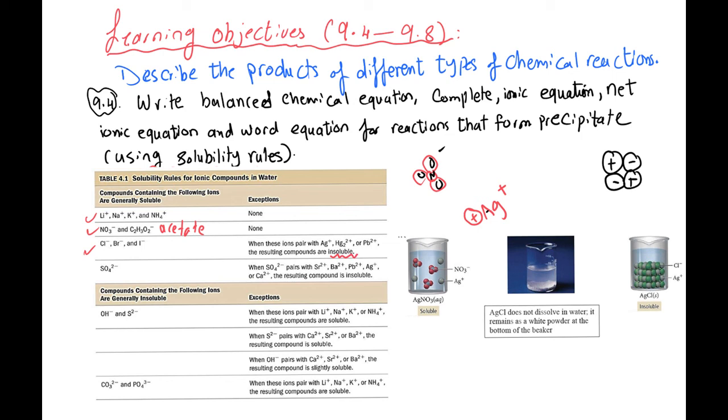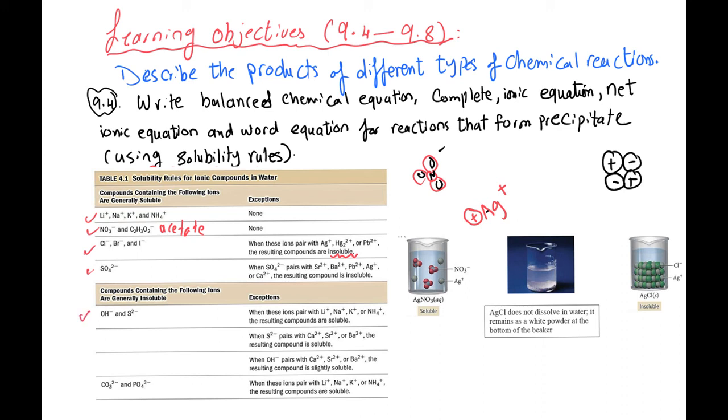This means that silver chloride is insoluble. Mercury chloride, bromide, or iodide are insoluble. Lead chloride, bromide, iodide are insoluble. Sulfate, normally they are soluble, except if you have sulfate with strontium, barium, lead, silver, or calcium. So calcium sulfate is insoluble. Strontium sulfate, barium sulfate, lead sulfate, and silver sulfate are all insoluble.